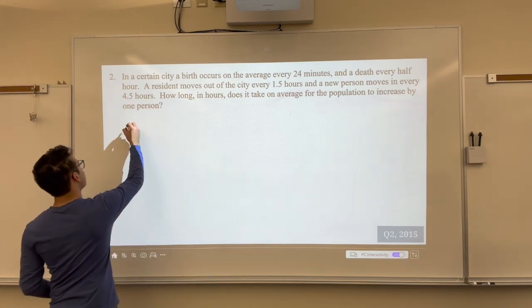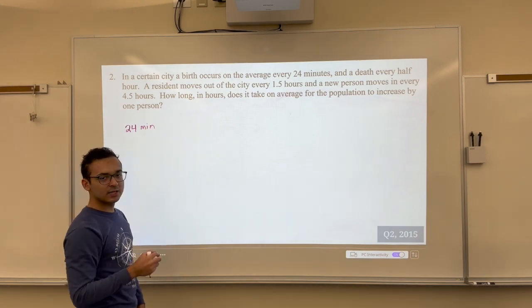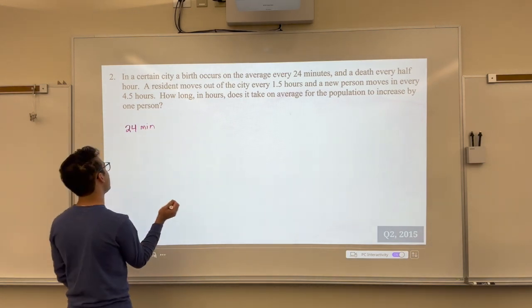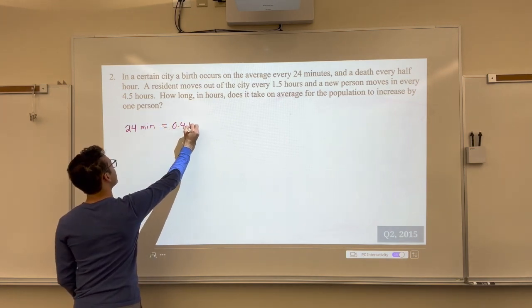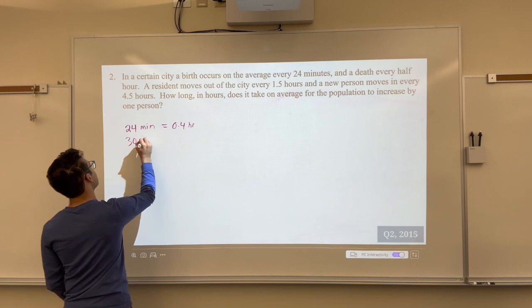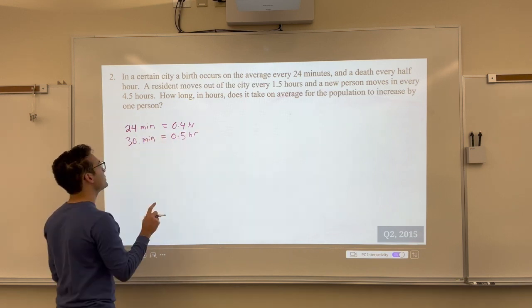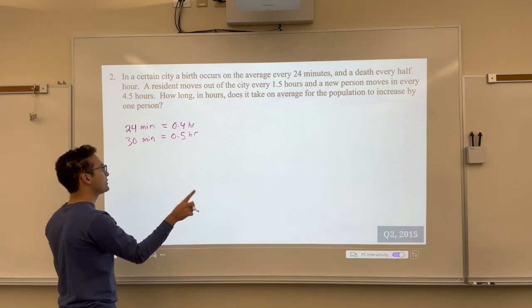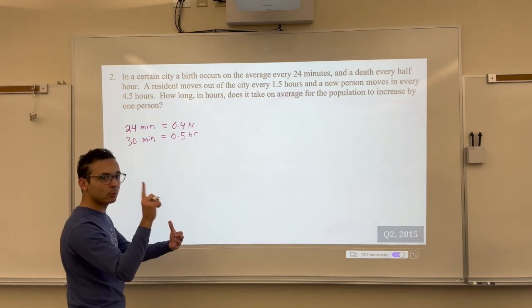So 24 minutes. If we divide that by 60, we get 24 over 60, which can be reduced to 2 over 5. And 2 over 5 is 0.4, so this equals 0.4 hours. And then the 30 minutes, of course, that's just half an hour, 0.5 hours. So in this city, a birth occurs on average every 24 minutes. So a birth increases the population by 1 person.